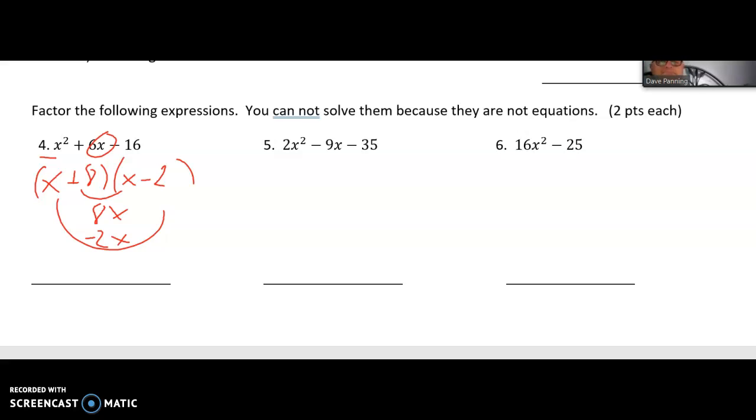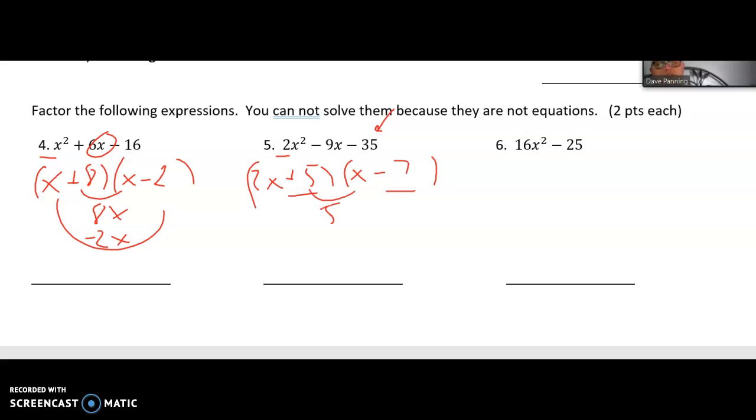So that's it. Number 5, I'm going to factor this. I'm going to have to put a 2x in an x because that's the only thing that gives me 2x squared. And then here and here I want to put something that multiplies together to give me negative 35. And let's try positive 5 and negative 7.